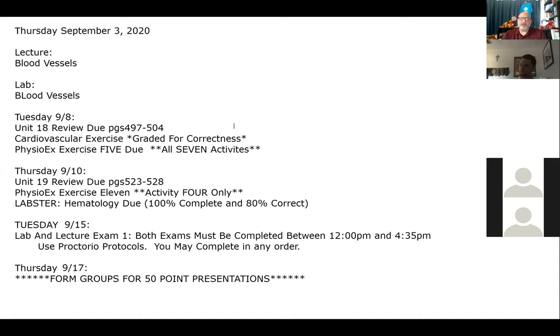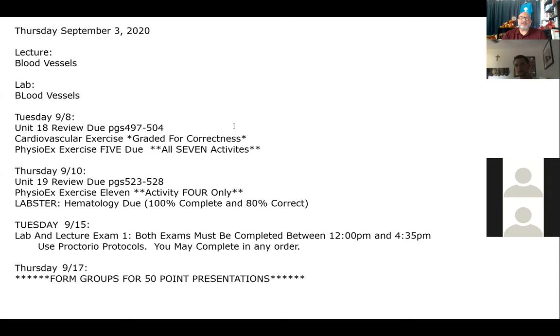Once you form that group, you will come up with a topic for your 50-point presentation, and you can start working on that. We'll give you some lab time in class for a couple of days to be able to work on that, but it's not going to be enough time to complete this activity.